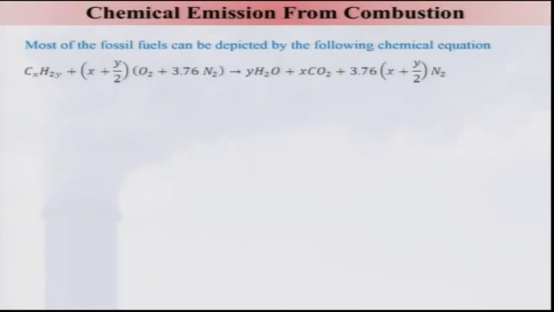And let us look at how we can see this chemical emission from the combustion sources, right? Most of the fossil fuel can be depicted by the following chemical equation. You can see that I can represent the hydrocarbon in terms of CxH2y, which can react with the air, that is oxygen and 3.76 N2. If you balance this one, you will get y of water and x of CO2, and you will get 3.76 (x + y/2) nitrogen. So, this is basically the balanced expression for a generic hydrocarbon.